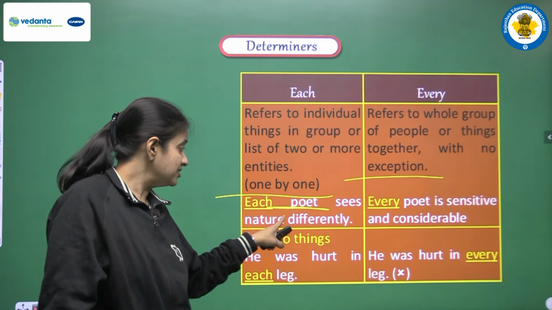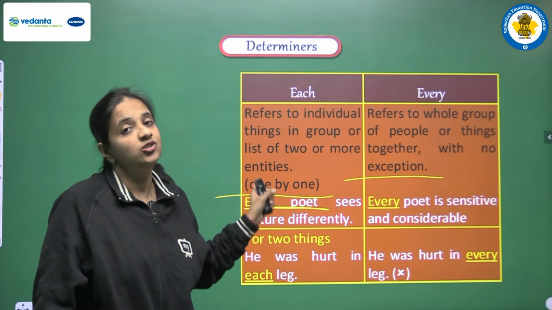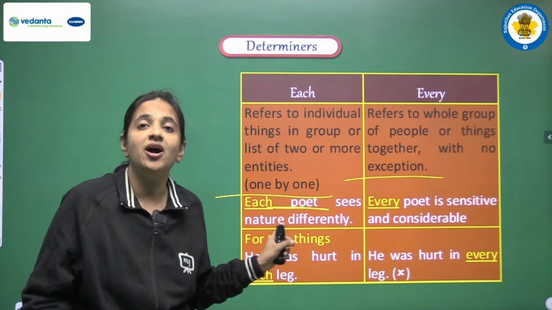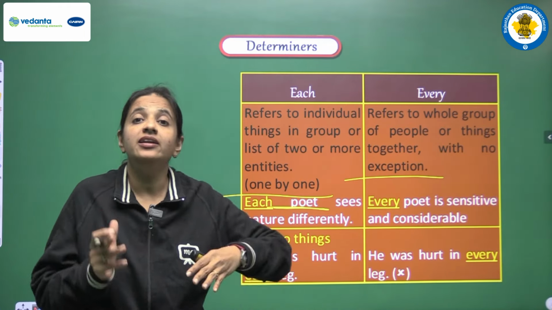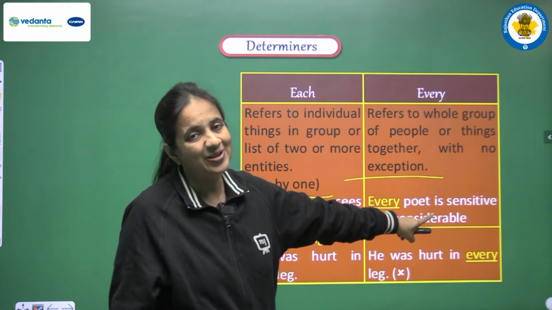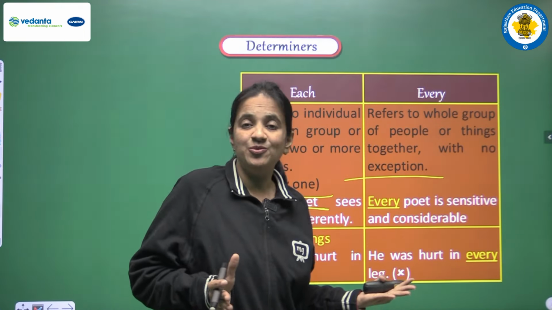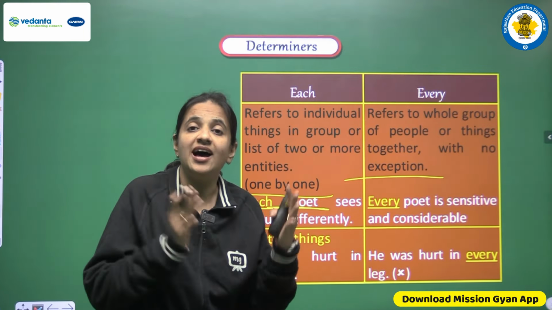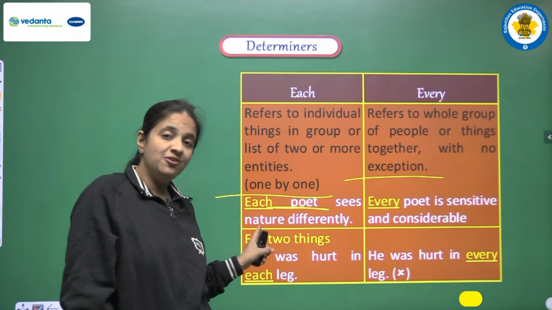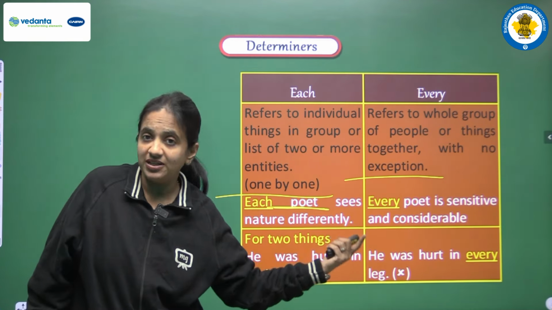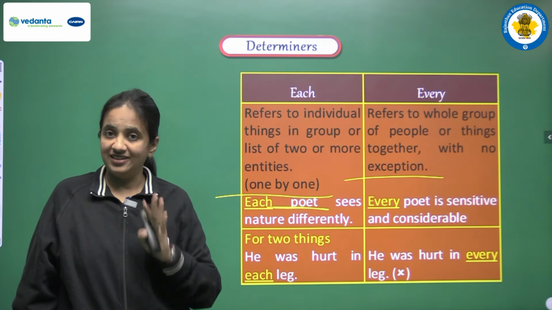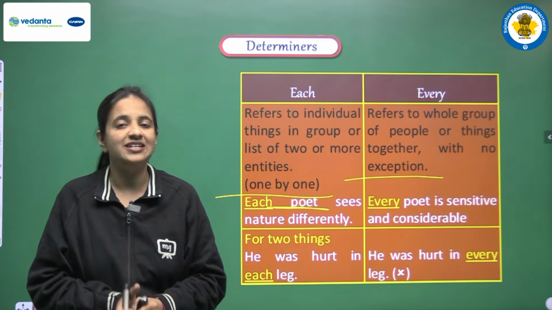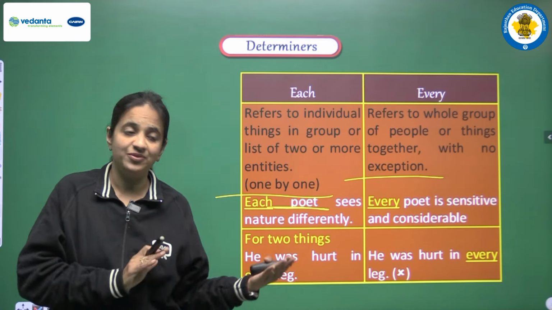But now in this sentence when we were using each, here we are talking about every poet in an individual manner, but here we are talking about the entire group of poets, the entire group together. हम पूरे ग्रुप को एक साथ लेके हम बात कर रहे हैं, but here we are talking about the individual person, the individual poet. Clear? So this is the major difference that we are having between each and every.